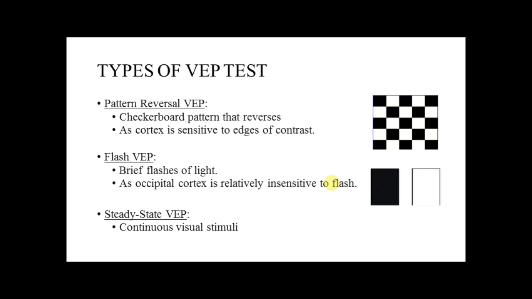Second is flash VEP. Flash VEP means a bright light, a sudden flash of light and then suddenly darkness. In that case, why do we use it? Because our occipital cortex is relatively insensitive to flash. The third one is steady state VEP, in which we produce some continuous stimuli to our brain, and on the basis of the stimuli we can measure how our brain reacts.